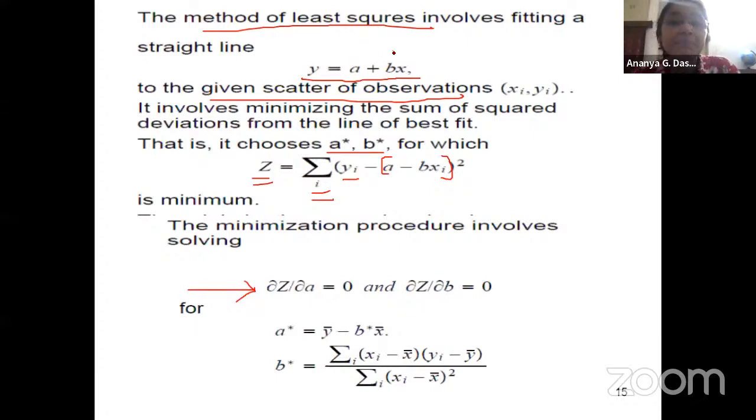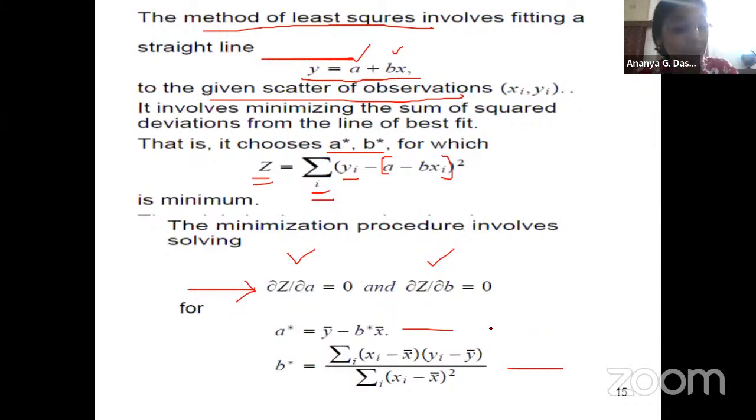So the slope is B and the intercept is A. So we choose that A star and that B star, which solve these two equations: del Z del A equal to 0 and del Z del B equal to 0. So these are simply the minimization conditions, which give us these particular formulae for the intercept of the line of best fit and for the slope of the line of best fit.